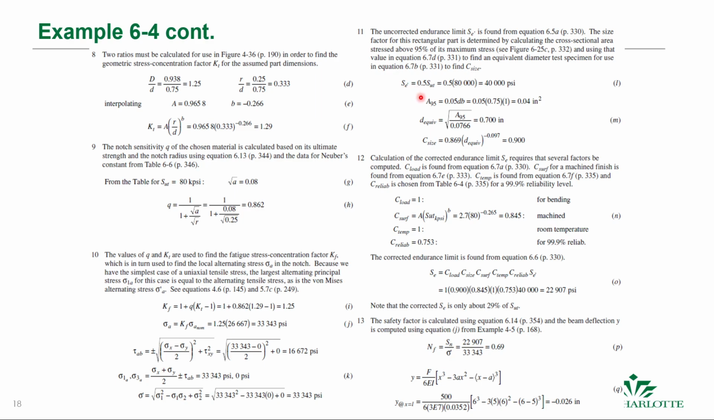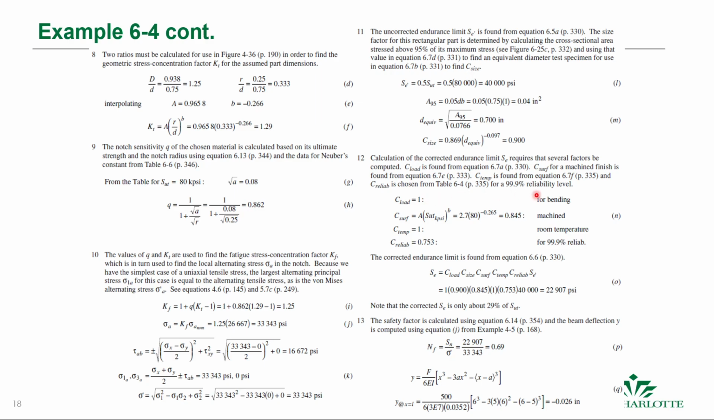We can calculate our A95 area and equivalent diameter, and then calculate our size factor, and it's 0.9 for this case. So we've automatically reduced the fatigue strength endurance limit by 10%. Then we can get the rest of them.